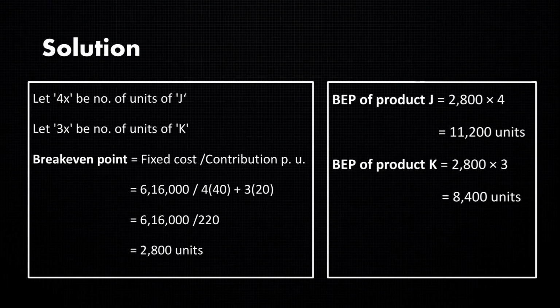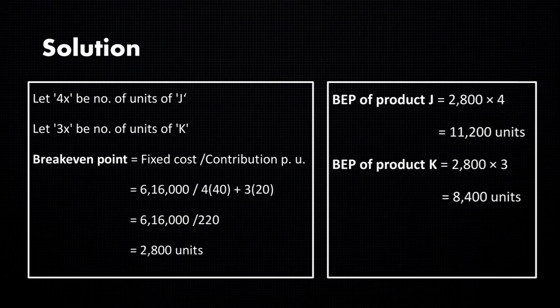The formula is break-even point equals fixed cost divided by contribution per unit. It is given that the fixed cost is 6,16,000 per month, and the contribution margin per unit is 40 for J and 20 for K. So 4 into 40 plus 3 into 20 gives the denominator as 220. The numerator is the fixed cost, 6,16,000. Dividing by 220, we get 2,800 units as the break-even point.